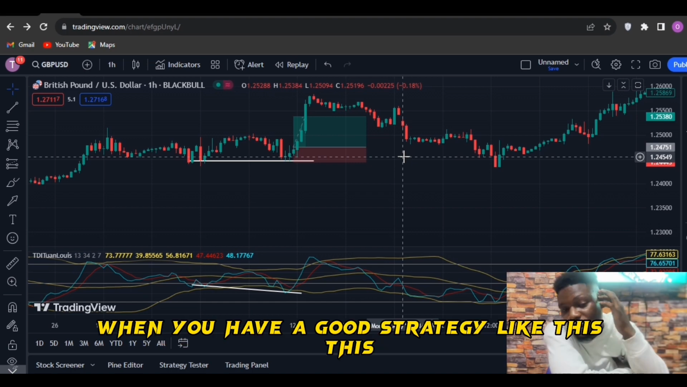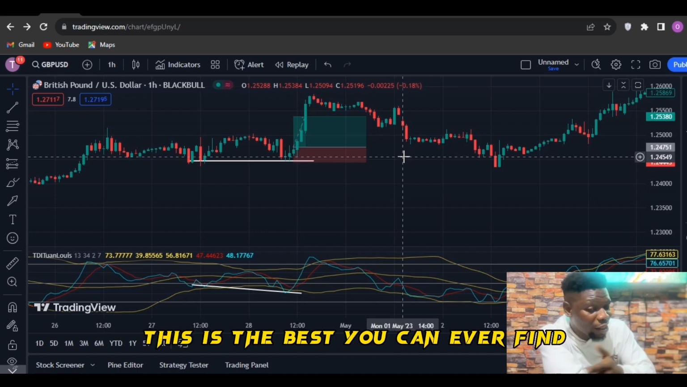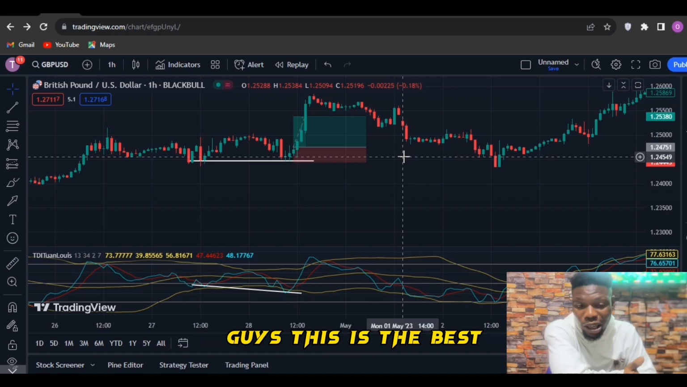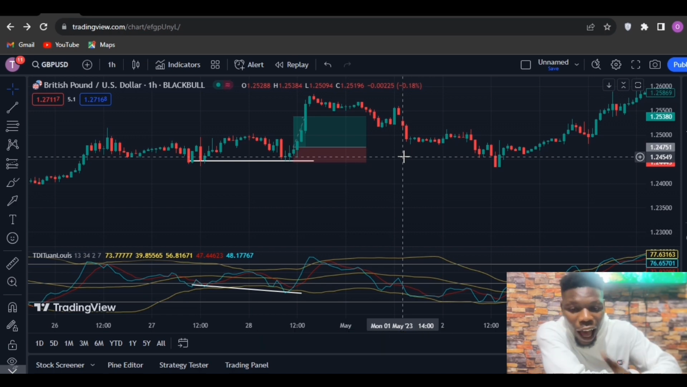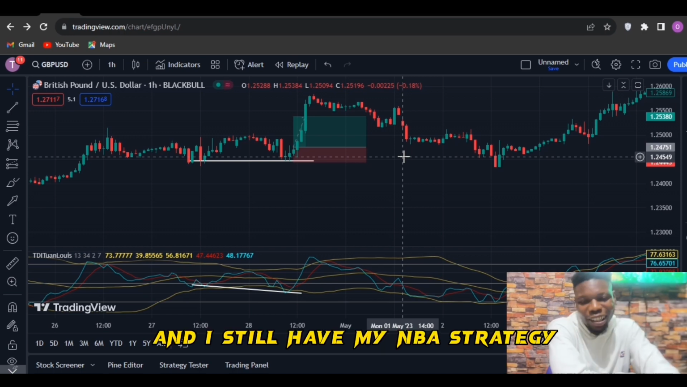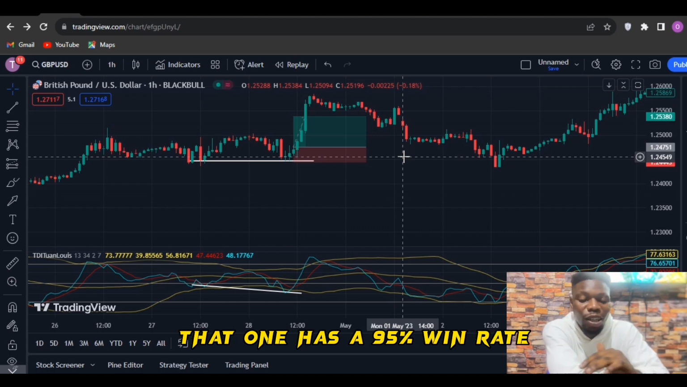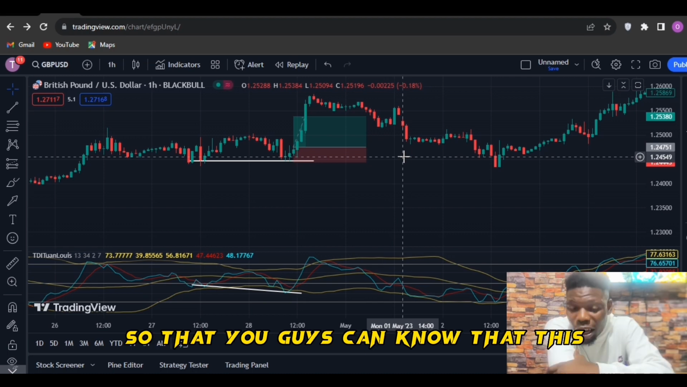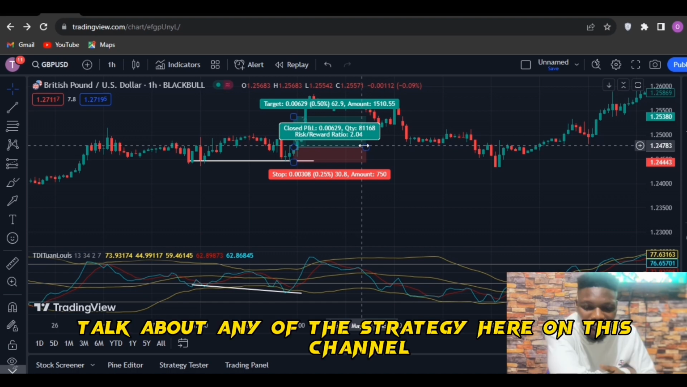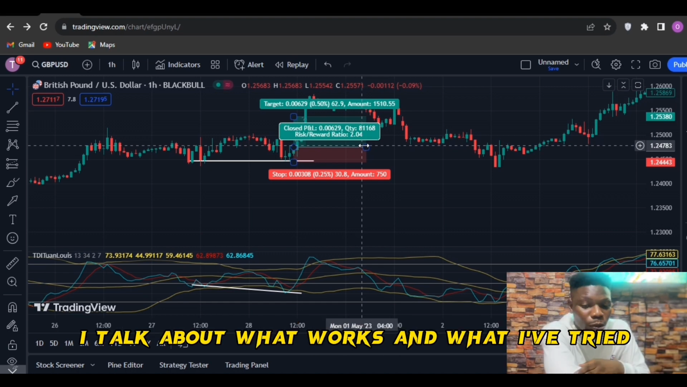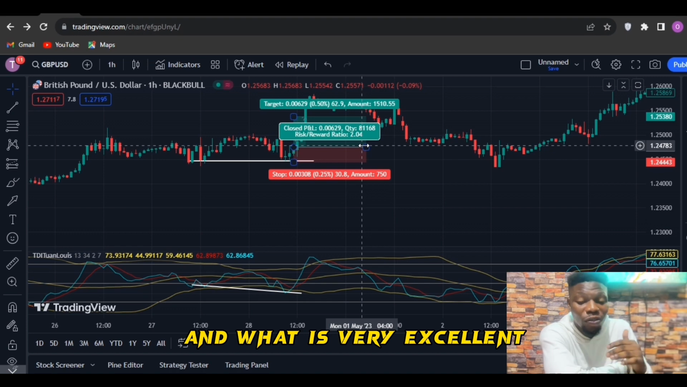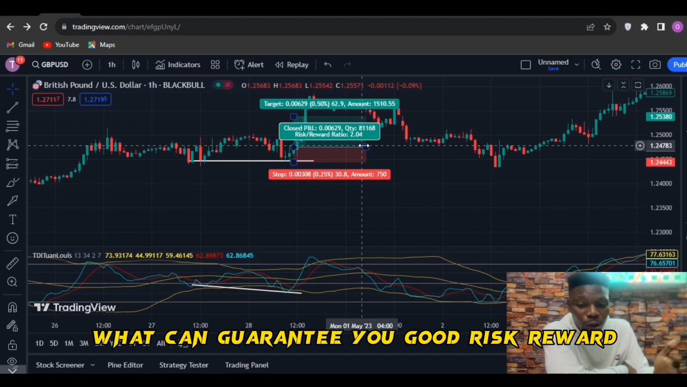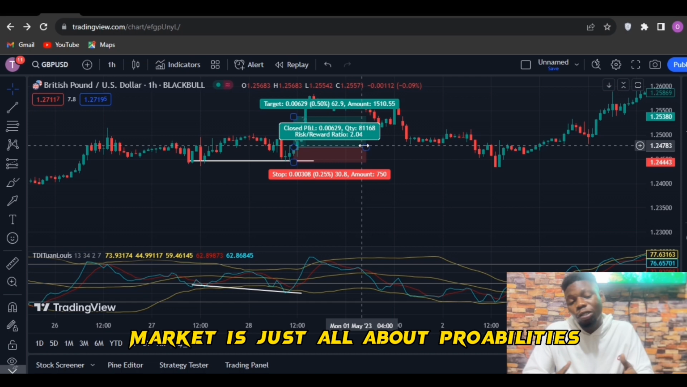And when you have a good strategy like this TDI hook strategy, this is the best you can ever find, guys. And I still have my NBA strategy. That one is a killer. That one has a 95% win rate. Guys, check my previous videos about that. I'll still do more videos on that, because I don't just talk about any other strategy here on this channel. I talk about what works, what I've tried, and what is very excellent, what I guarantee a good risk reward ratio, because everybody knows that the market is just all about probabilities.